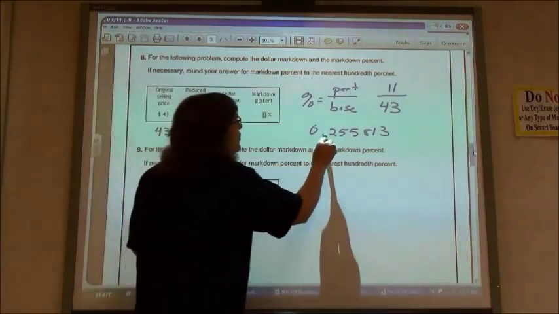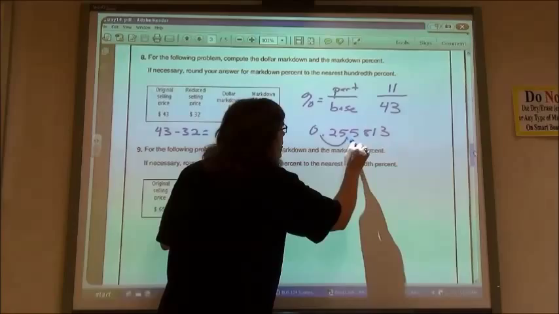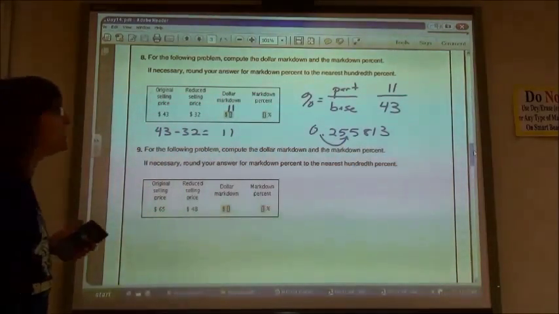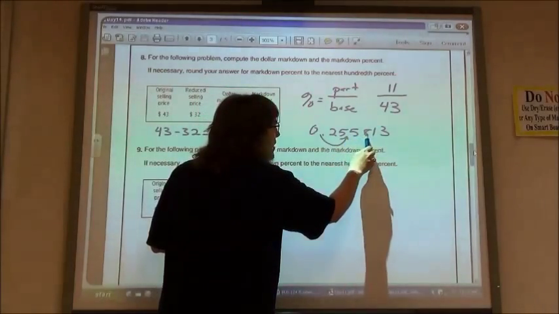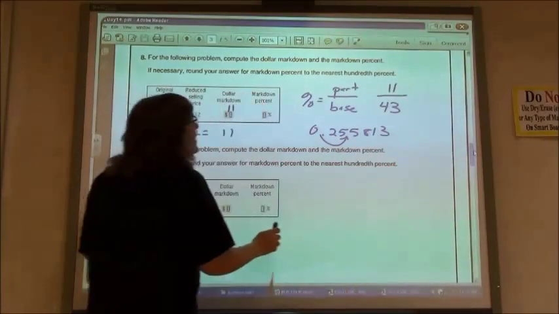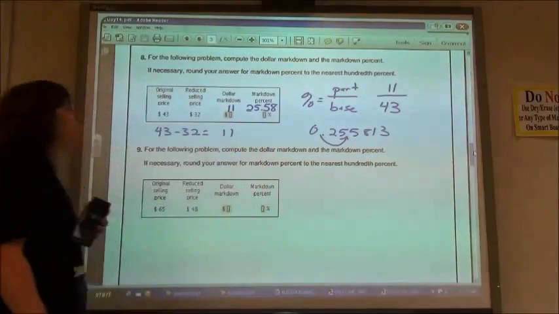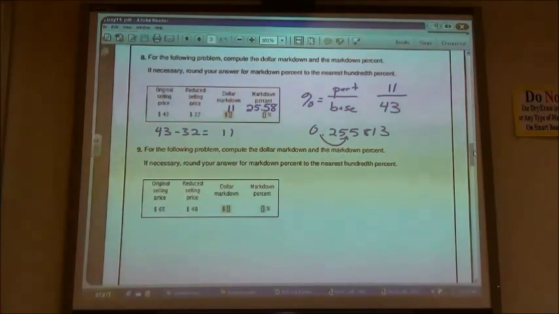I want to round it off to the nearest hundredth of a percent, so first change it to a percent, multiply by 100, or just move your decimal 2 places. Tenths, hundredths. There's a 1 behind that 8, so I leave it alone. So 25.58 would be my markdown percent. 25.58%.